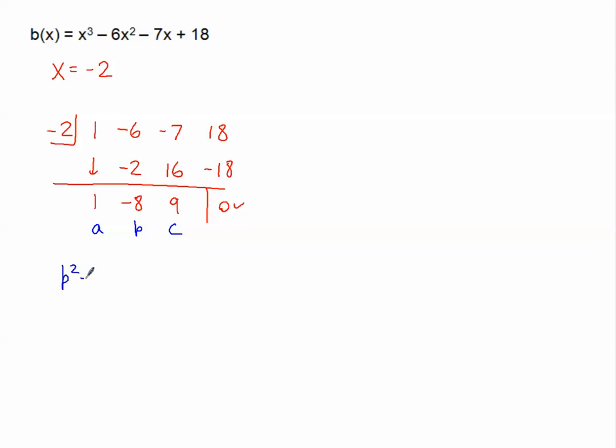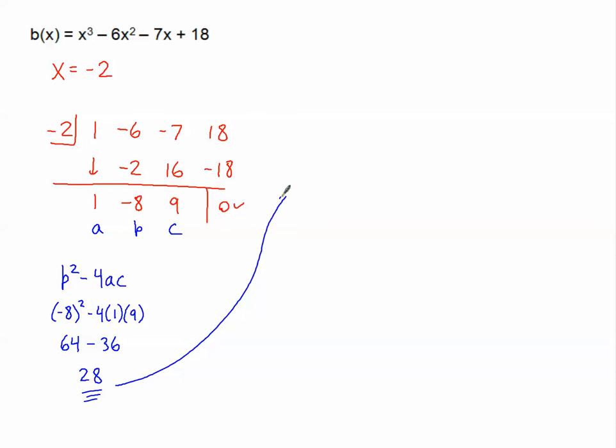Again, I'm going to do my discriminant, b squared minus 4ac. This is negative 8 squared minus 4 times 1 times 9. This is 64 minus 4 times 1 times 9 is 36, so 64 minus 36. 64 minus 36 is 28. 28 is my discriminant. I know that since this is a positive number, my answers are still real, but because it's not a perfect square, they are going to be irrational.